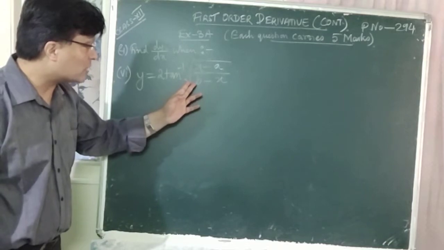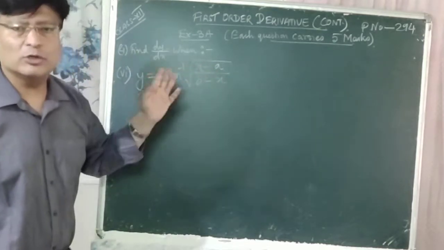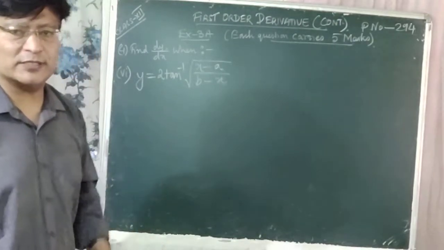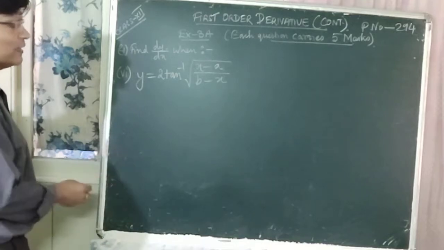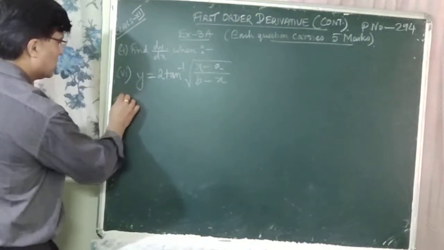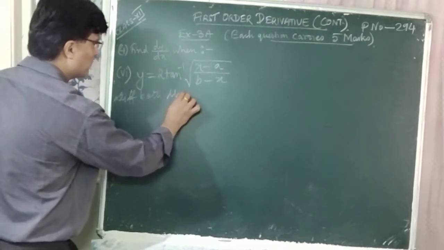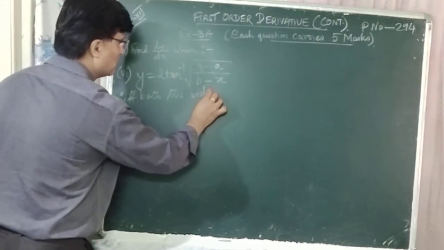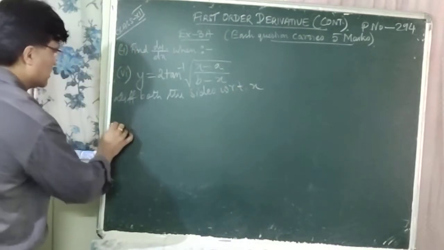So which function will you take as x? That is root under x minus a divided by b minus x. You should take it as x to differentiate it. Okay. So let us differentiate it directly to get the value for dy by dx. So write down, differentiating both the sides with respect to x.